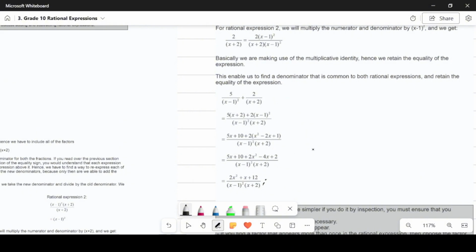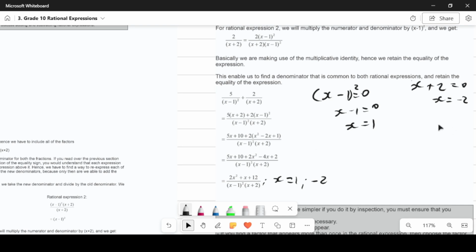Think about that. But if you want to be a bit more technical with your maths, we'll say x minus 1 all squared is equal to 0. So x minus 1 is equal to 0, therefore x is equal to 1. x plus 2 is equal to 0, therefore x is equal to minus 2. So at x equal to 1 and x equal to minus 2, this rational expression will have no solution, because at these points the denominators will be 0. Understood? Right, so that's a very long process.